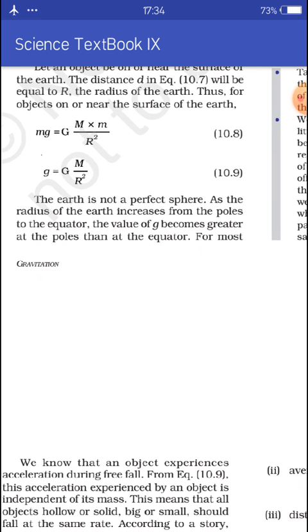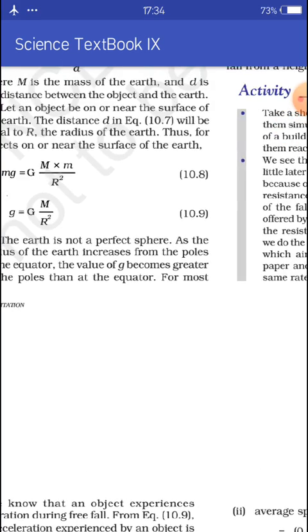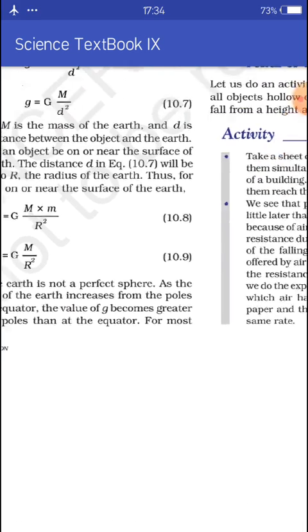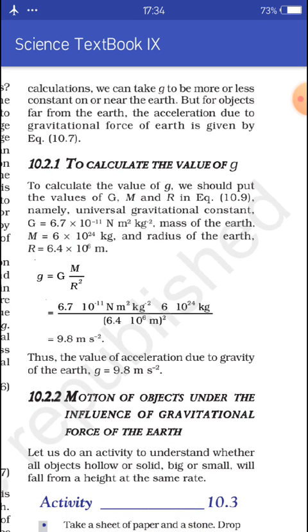The earth is not a perfect sphere. As the radius of the earth increases from the poles to the equator, the value of g becomes greater at the poles than at the equator. For most calculations, we can take g to be more or less constant near the earth. But for objects far from the earth, the acceleration due to the gravitational force of the earth is given by equation 10.7.